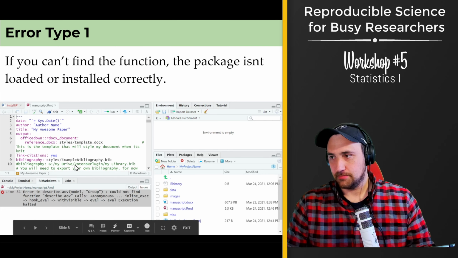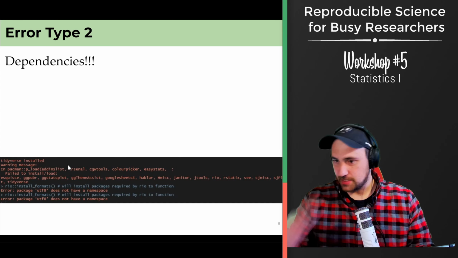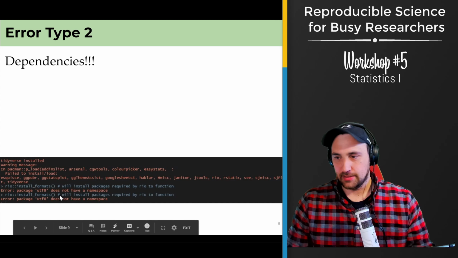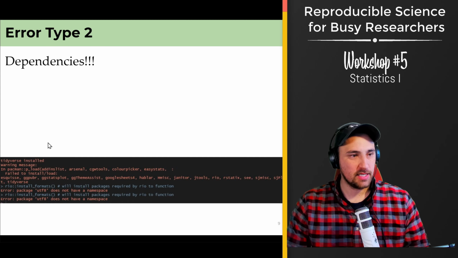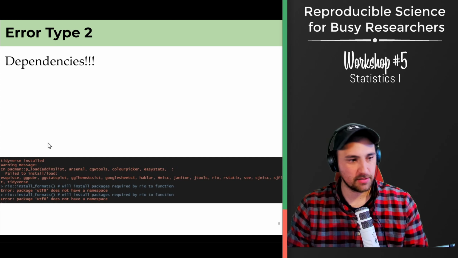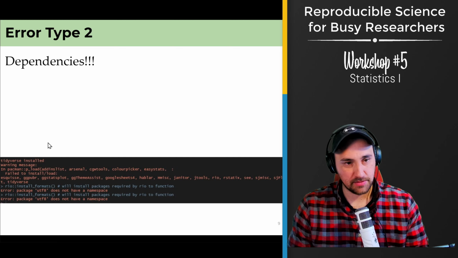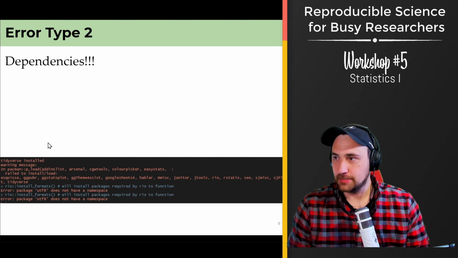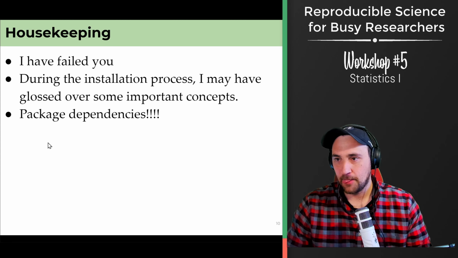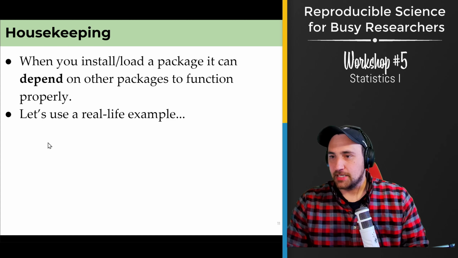But anyways, the bigger issue that people seem to have was that they get something where it says package XYZ does not have a namespace. And this is something that you might run into with some degree of frequency when you're trying a new package. And it all revolves around dependencies. And I didn't really explain this properly when I went through the installation, but I'm going to explain it now. Let's go over package dependencies.